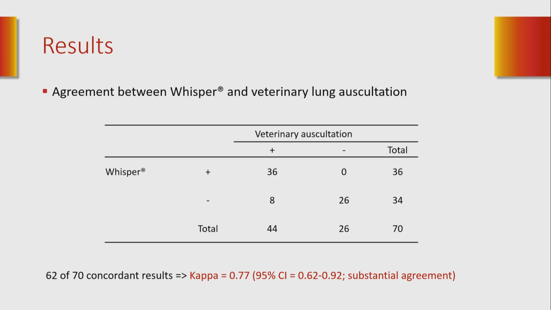And as you can see on this 2x2 table, only 62 out of the 70 were concordant. You can see here, 36 that were positive by veterinary auscultation were also positive with the whisper, 26 that were negative by veterinary auscultation were also negative by the whisper. The 8 discordant results were due to animals that were positive by veterinary auscultation but negative by the whisper.